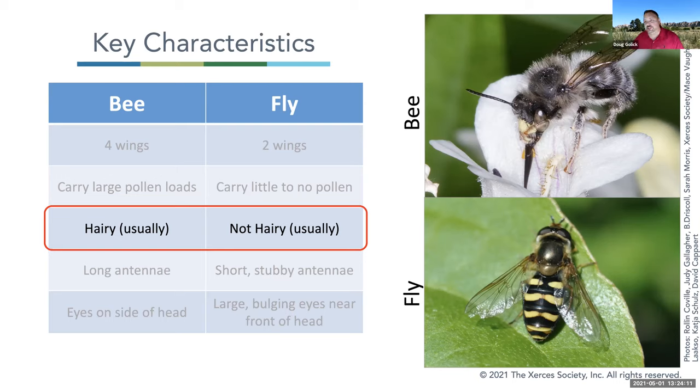There are a few species that have less, but there are all kinds of different bees out there, and most of those are not heavy pollen carriers. But for the most part, flies are going to have very few hairs on their bodies. And if they do, they're very, very sparse.